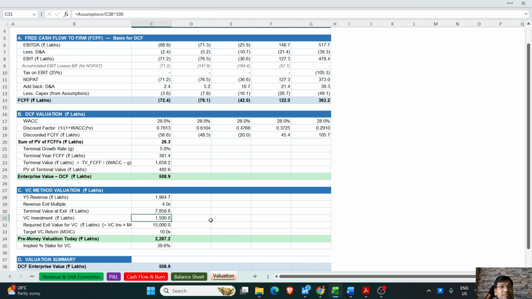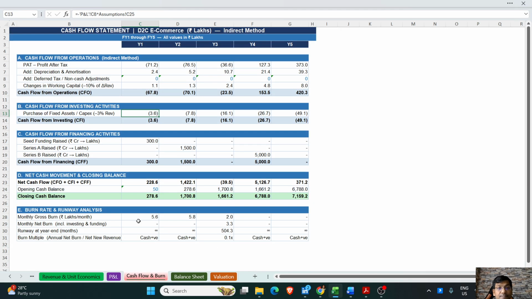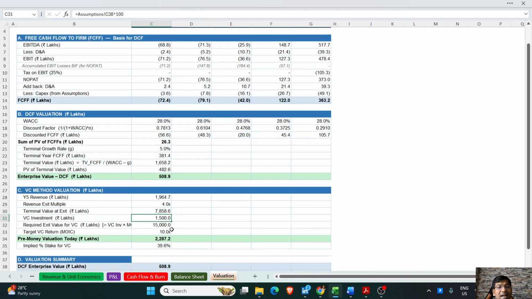The VC investment here is 1500 lakhs. So my required exit value for VC will be VC investments into multiple on investment capital. So my target VC return, which is 10x, is there because I am assuming that what did the VC invest in the company? The VC invested 1500, let's say, in this year. So that we can calculate.